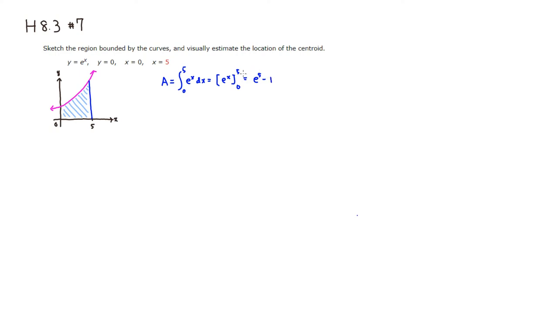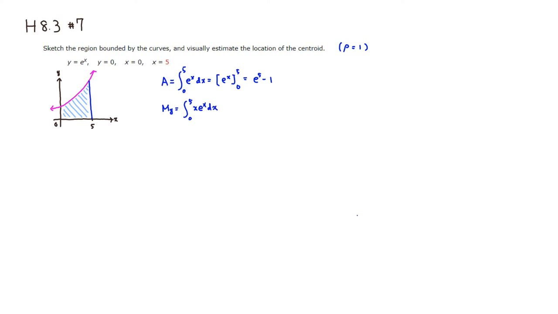Actually, since we're talking about the centroid, I'm going to assume that the density is uniform and equal to 1, so we don't have to worry about it. Let's find the moment with respect to the y-axis, which is just the integral from 0 to 5 of x times f of x, in this case e to the x dx.